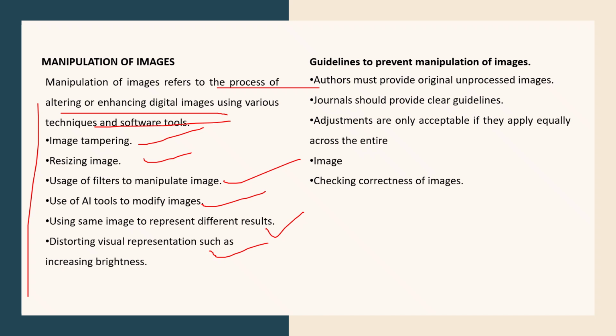Guidelines to prevent manipulation of images. How to prevent it? Authors must provide original unprocessed images. Journals should provide clear guidelines, and adjustments are only acceptable if they apply equally across the entire image, along with checking the correctness of the images. Okay.